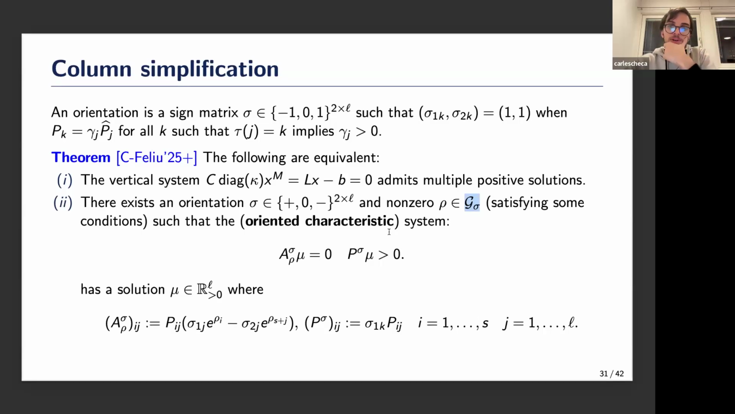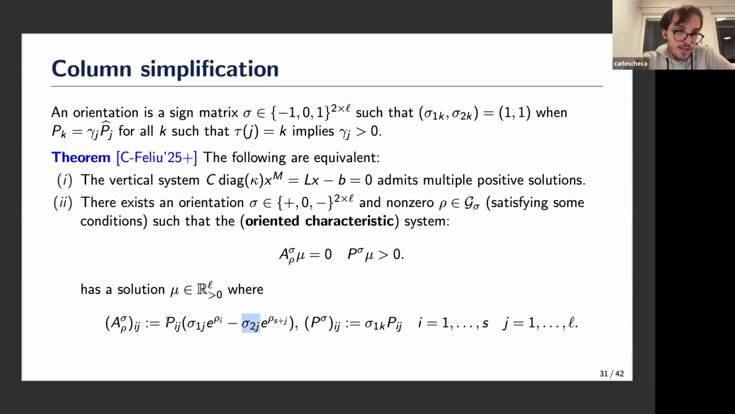I will spare you the details of that, but first, very important: this set also, as all the sets that we defined so far, can be defined by linear equalities and inequalities. This is important. And such that the corresponding system, which for now we call the oriented characteristic system, has a positive solution. So what is the definition of this oriented characteristic system?